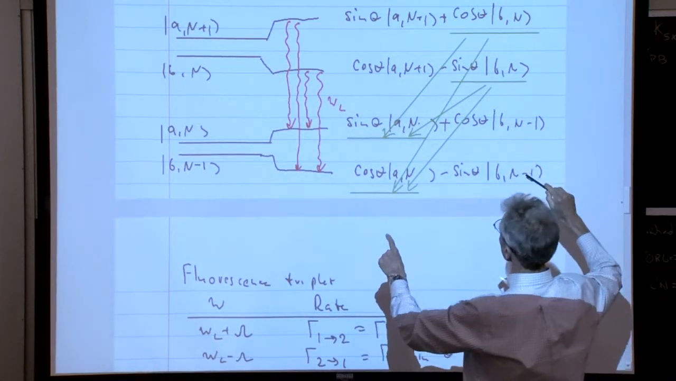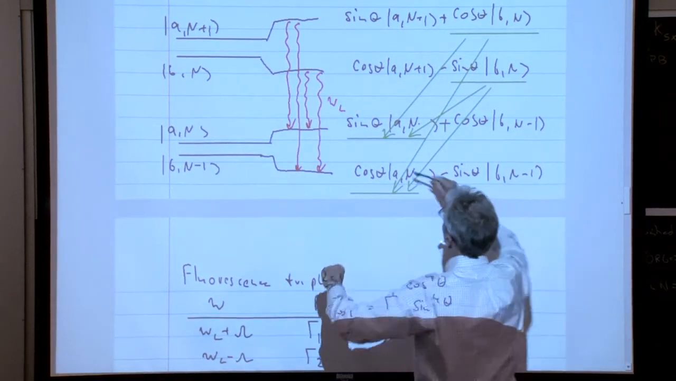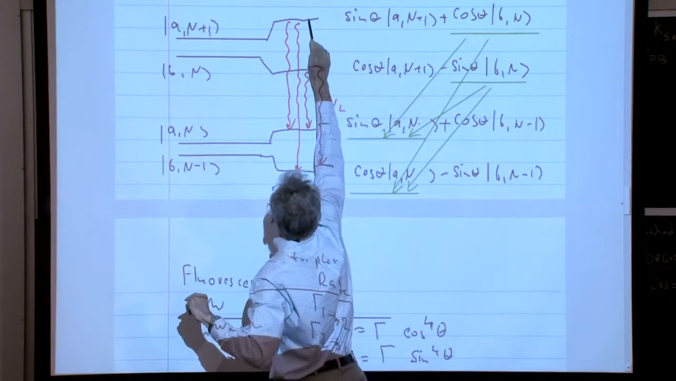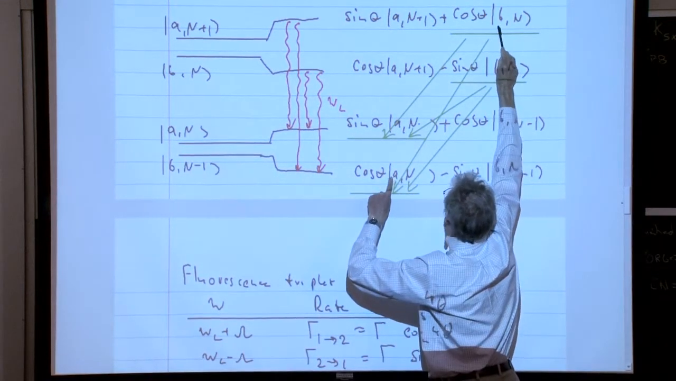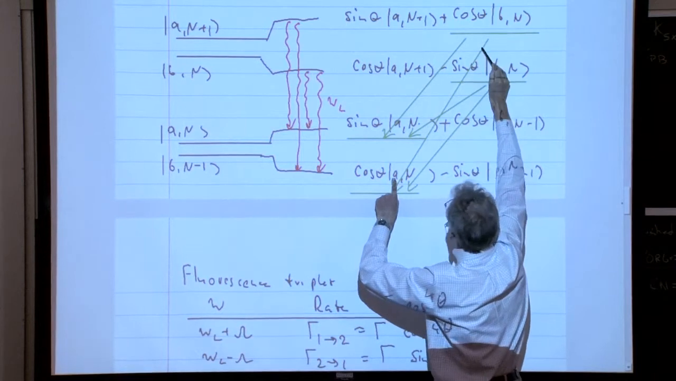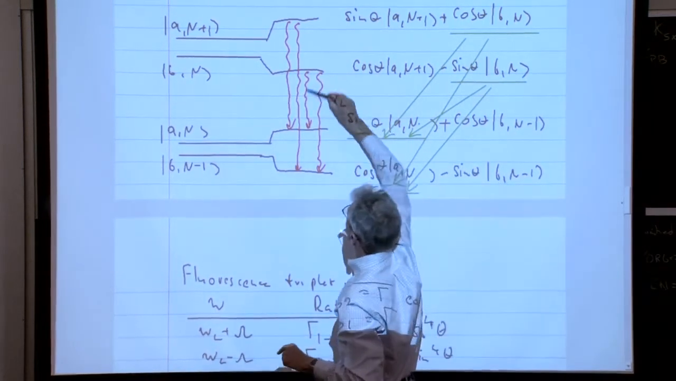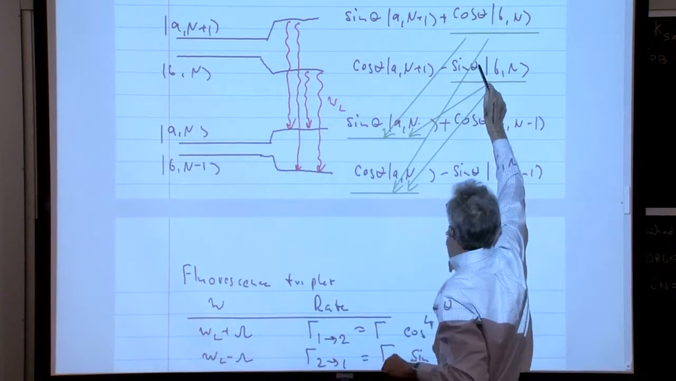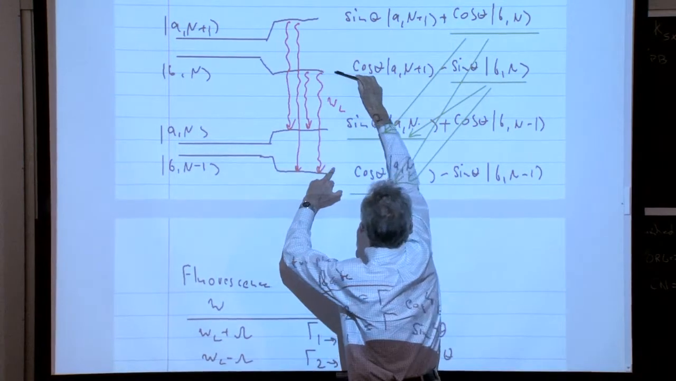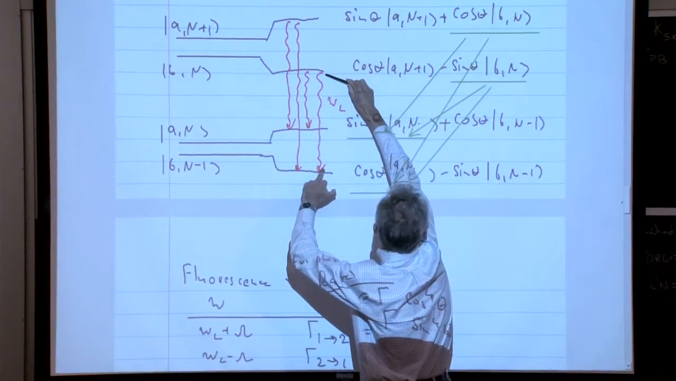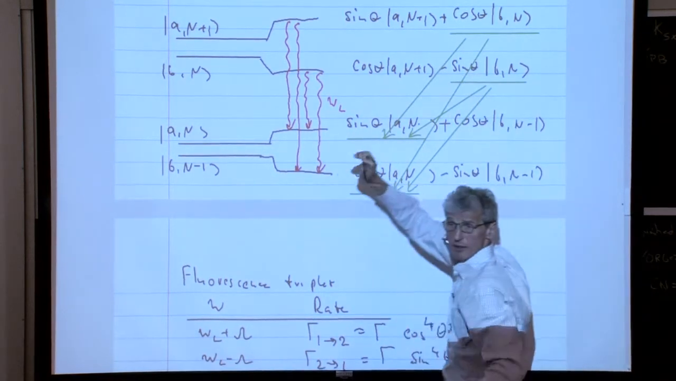I must have made a mistake. Sorry, when I want to emit the blue sideband, I go all the way up to all the way down, and I always have to find an excited state which connects to the ground state, and this gives me a term which is cosine squared. The red sideband gives me sine squared, and if I want to get the carrier, I go from here to here, and I get cosine theta sine theta.